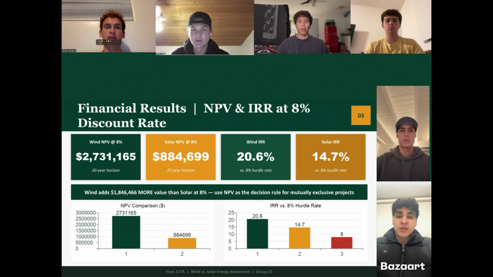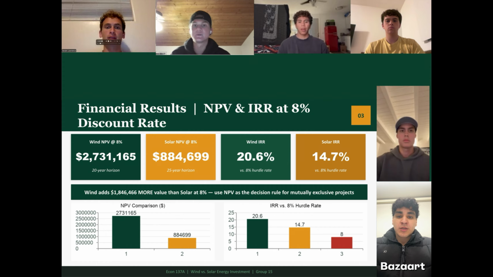Wind pays back its initial investment in 4.75 years, just under 4 years and 9 months. Solar takes 6.6 years, about 6 years and 7 months. Wind recovers the investment significantly faster. And here are the full financial results, tasks 2 and 3.